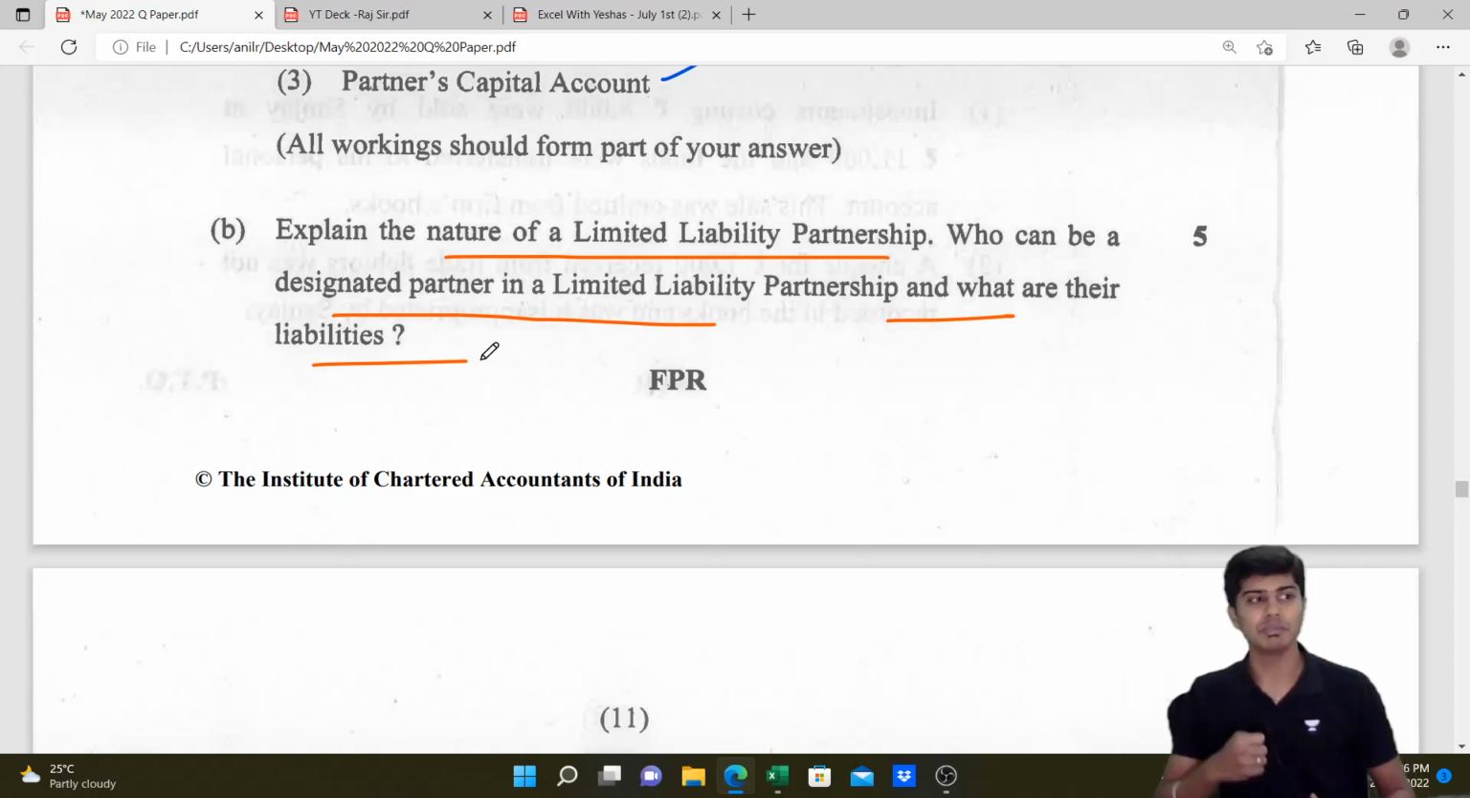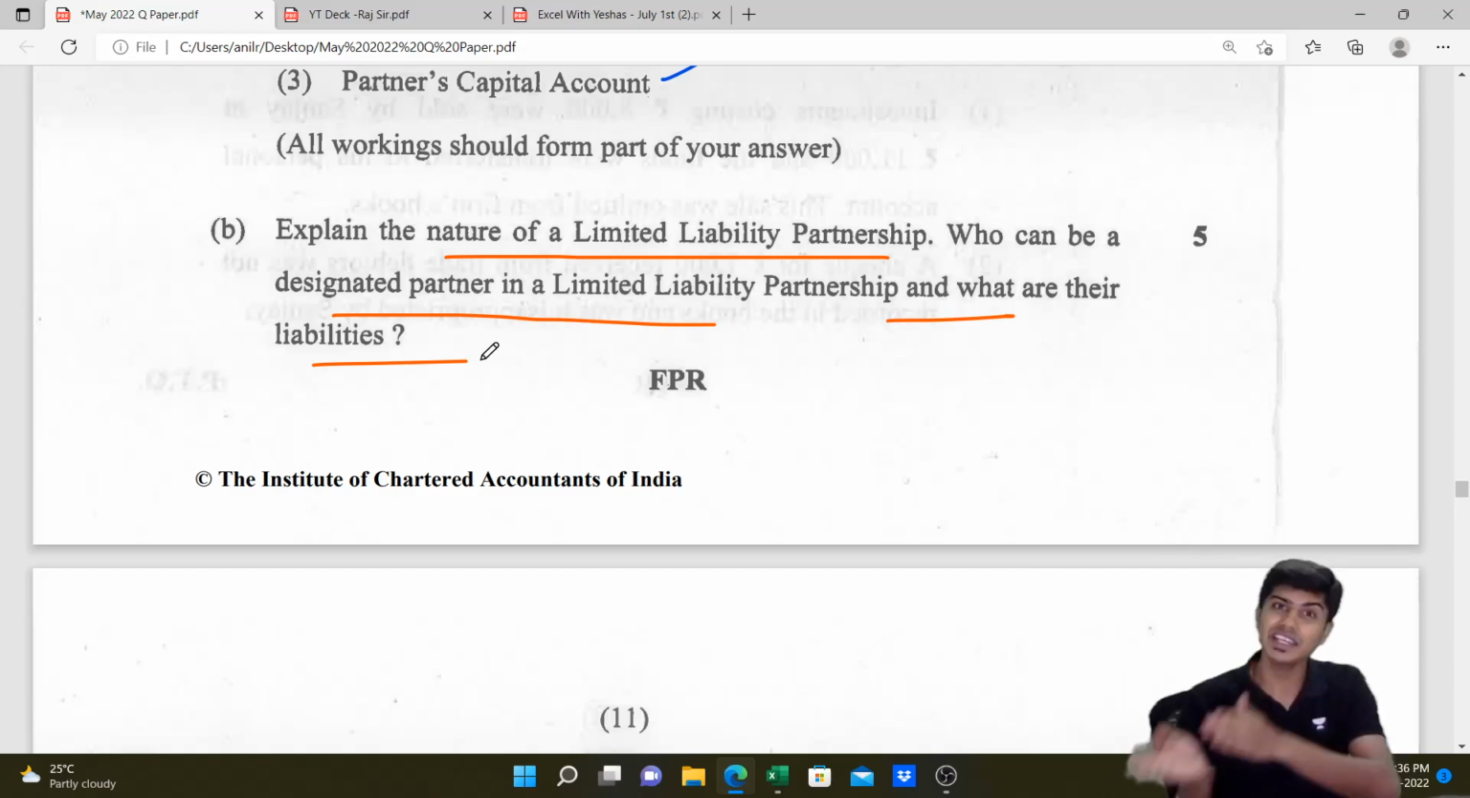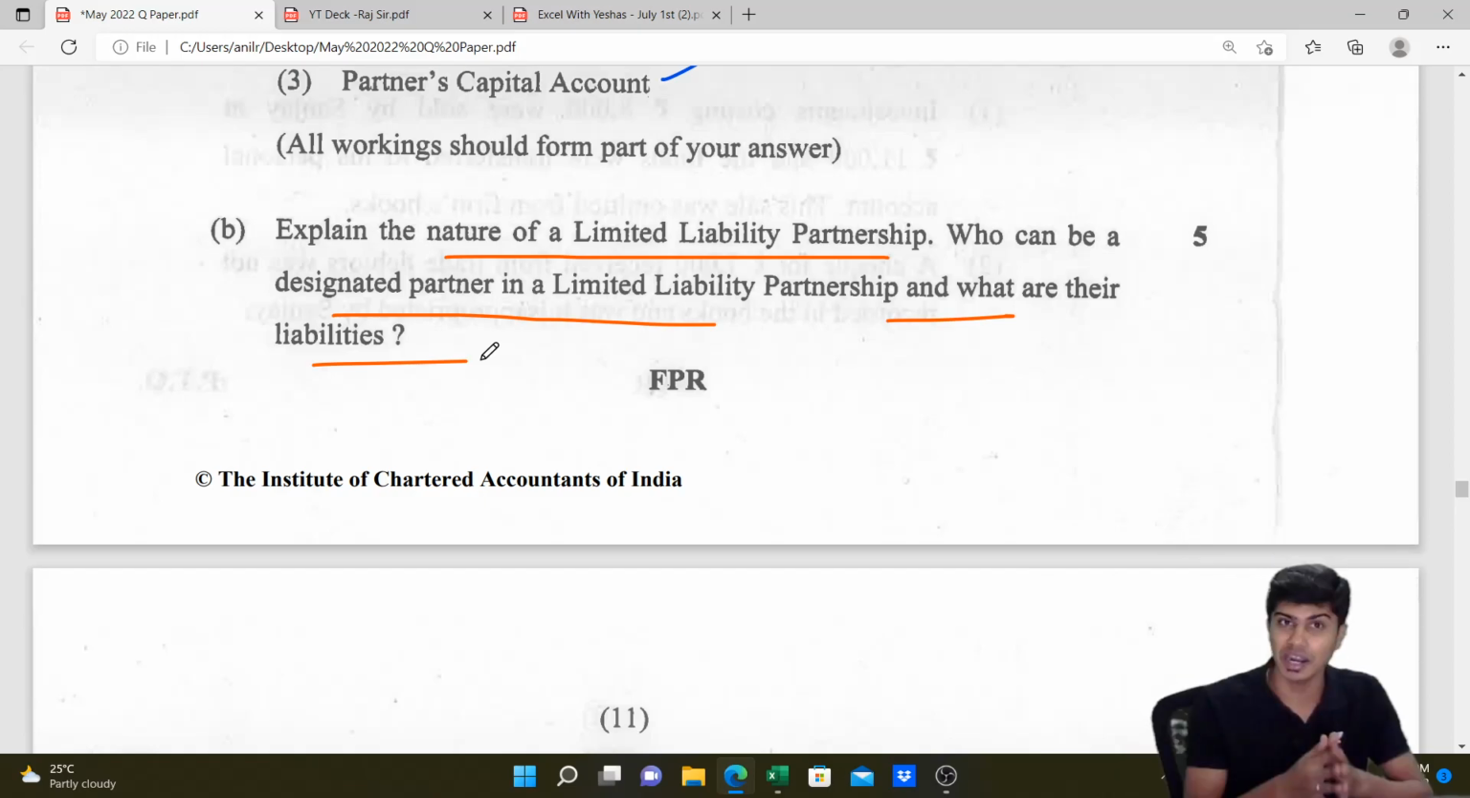So why does this come? Because in a limited liability partnership, partners need not be humans. Partners need not be natural persons. Another partnership firm can become a partner in an LLP. A company can become a partner in an LLP. So in such a case, what will happen? In such a case, you need to note that there are a minimum of 2 designated partners who are humans.